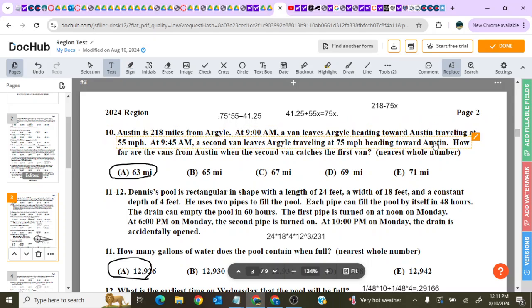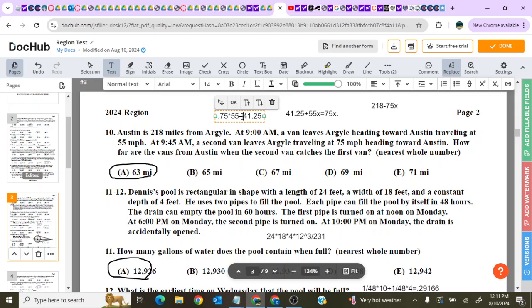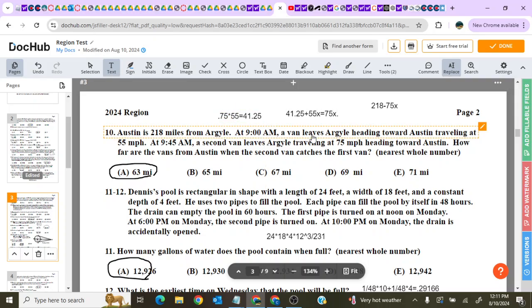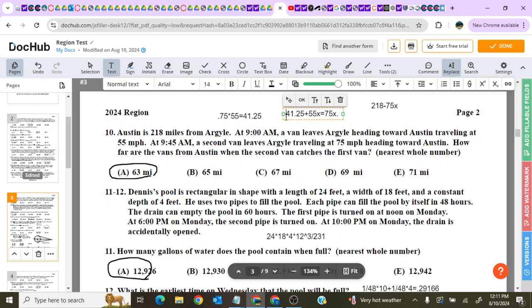So let's figure out how much of a head start the first van has. Well, they spent 45 minutes driving at 55 miles per hour, which means they're 41.25 miles ahead. So we need to figure out at what time their distances are equal. So 41.25 plus 55 times the number of hours has to be equal to 75 times the number of hours, because that's the speed of the second van. Once those distances are the same, you'll be able to calculate how far they are.